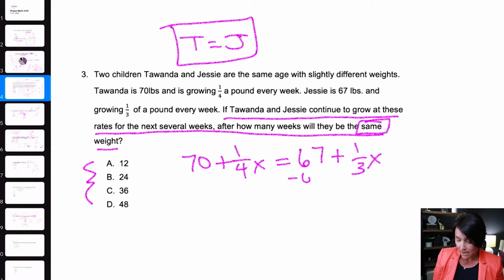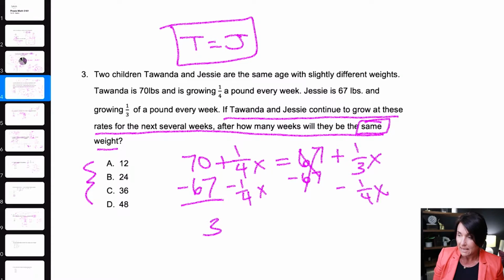So now all I want to do is get my x's on one side and my non-variable numbers on the other side. So I just want to use algebra to do that. So what am I going to do? I'm going to subtract this 67. It's going to cancel. I'm going to subtract 67 and I get 3. And then I'm going to subtract 1/4x and I'm going to subtract 1/4x. Now you could just put in your calculator 0.333 and then minus 0.25, sorry.